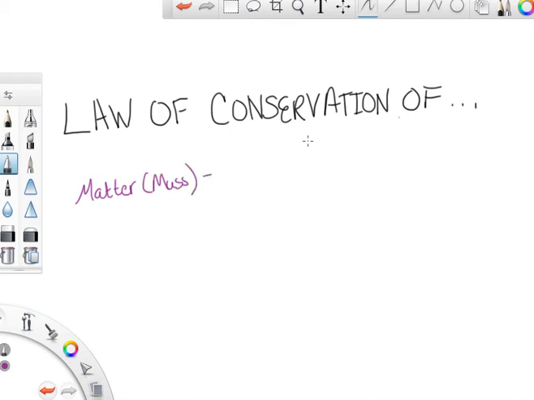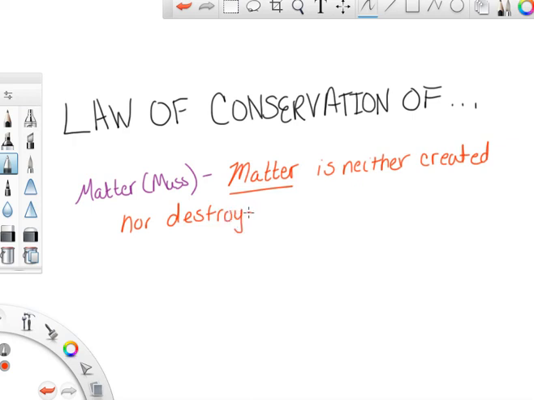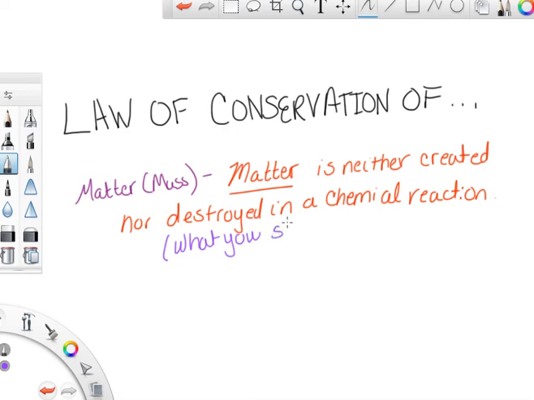And what this states is that matter is neither created nor destroyed in a chemical reaction. Basically, what that's saying is what you start with you end with. So when I put that cake in the oven, nothing's going to magically be added while it's cooking. What I start with, I end with.